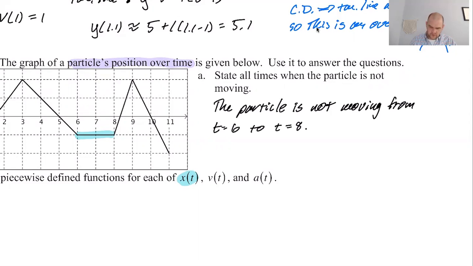I mean, a more normal way of writing that. I don't know why I wrote it that way. So you'd probably more likely see 6 to 8. That's how I would prefer to have written it. Because its position is constant.